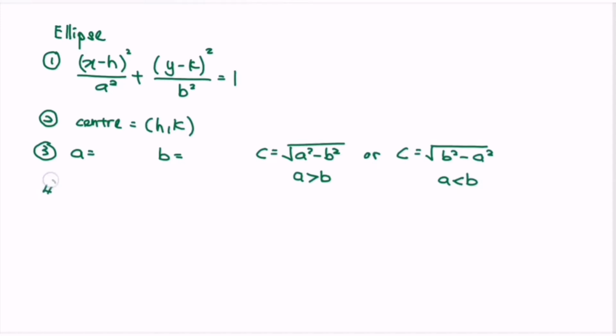Next, what we have to do is to find the major length. So we have to refer to the major axis using the values a and b. It depends on the values of a and b. If the value of a is bigger than b, the x-axis will be the major axis. If the value b is greater than a, the major axis will be the y-axis.